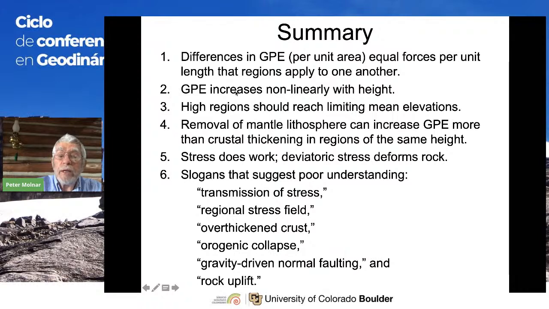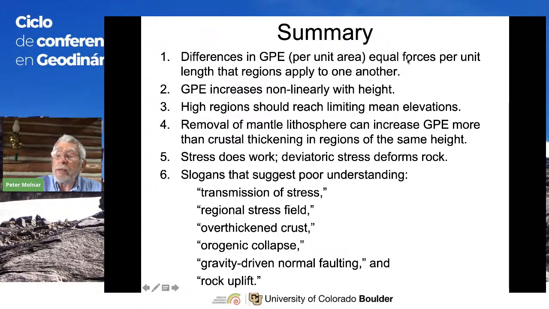The gravitational potential energy increases nonlinearly with height. This is fundamental. This is obvious in the case where one considers material above sea level only, those first red slides that I showed you. But this is the case when one does isostasy properly. And this means that high regions should reach limiting mean elevations. In simple terms, as you increase the force per unit length, or if you have a force per unit length raising a mountain range, eventually that mountain range will become high enough that it equals that force per unit length.